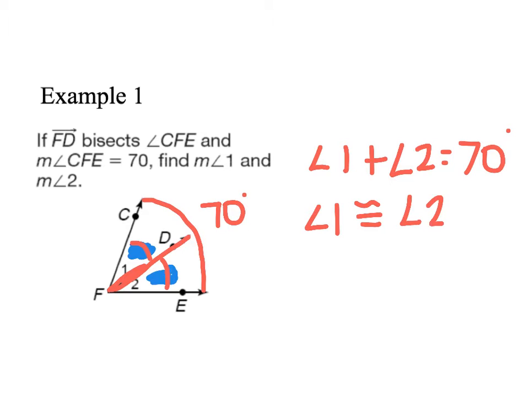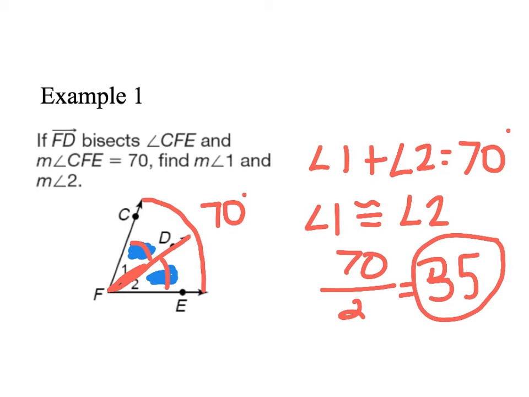So I can just take 70 and cut that in half and get 35. And that's what the two angles are. Angle 1 and angle 2 are both 35. 35 plus 35 is 70. They're congruent. They add together to equal the whole thing. Okay, so a bisector just means that the two angles are equal.